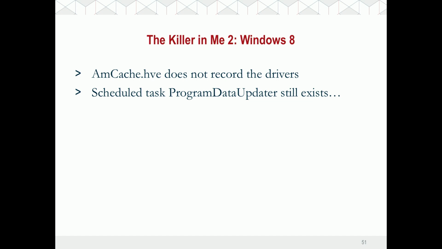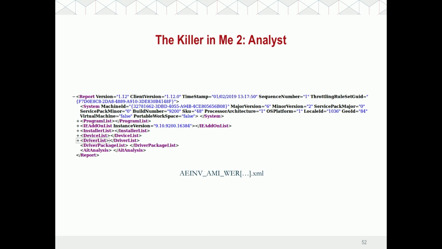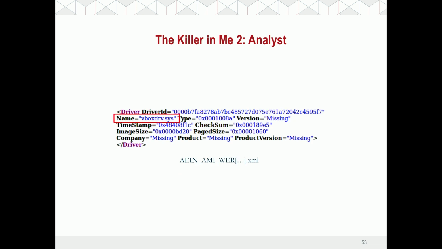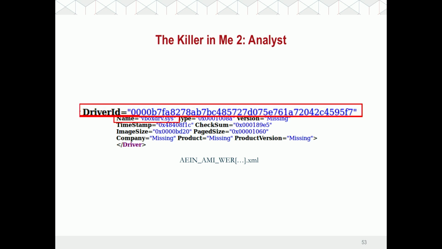So let's look at the XML file, AE-INV AMI. This is what it looks like. You have a new list called DriverList, and it's going to list drivers. Shocker. And in there, you'll find vboxdrv.sys, and then you'll find the SHA-1. Then you have the SHA-1 for the driver. You don't have the full path, but I mean, you can still use it to help with your triage.